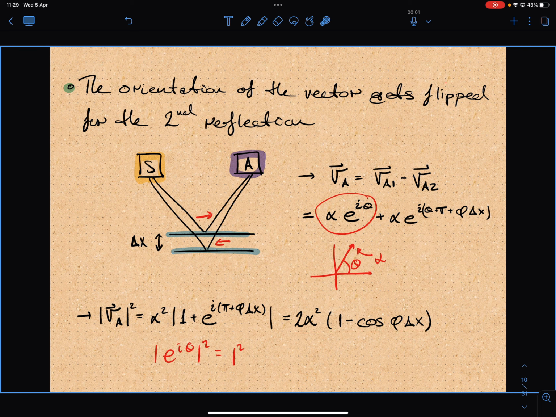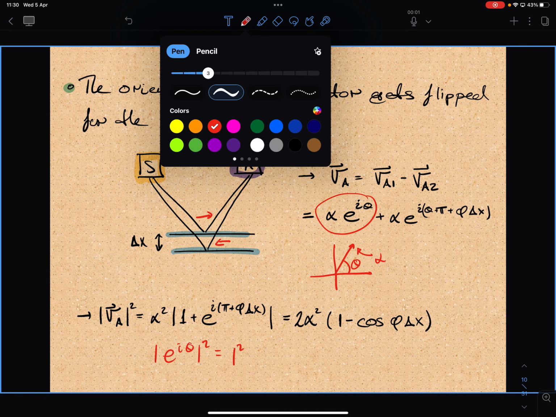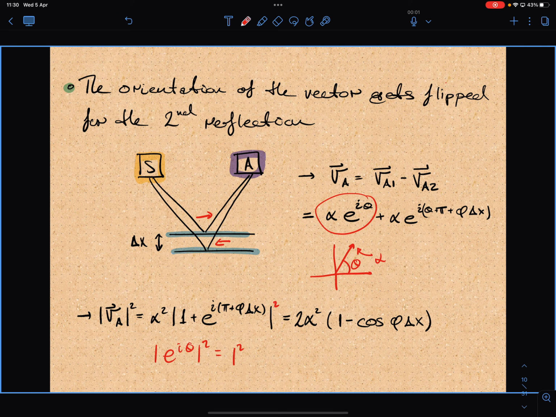Should that 1 plus e to the i phi delta x be squared as well? Yeah, that's a good catch.